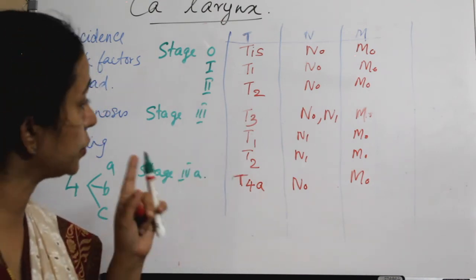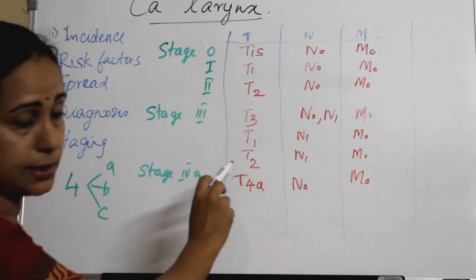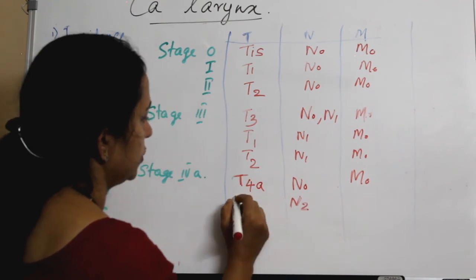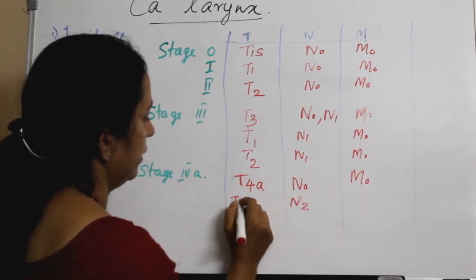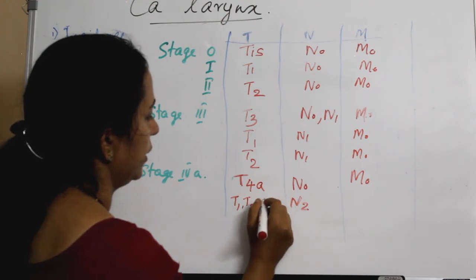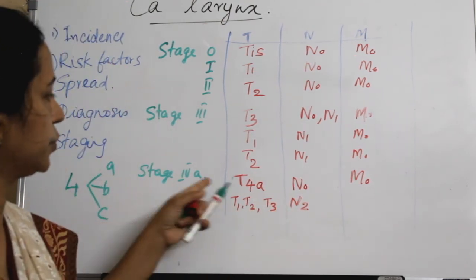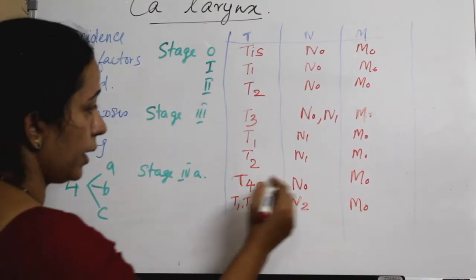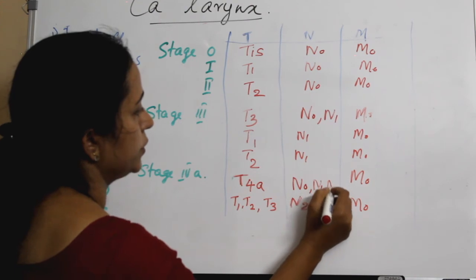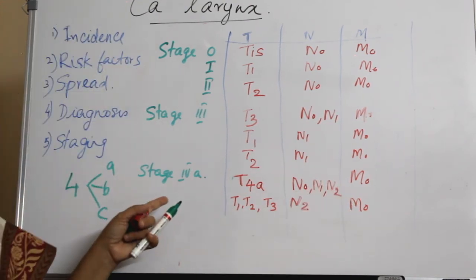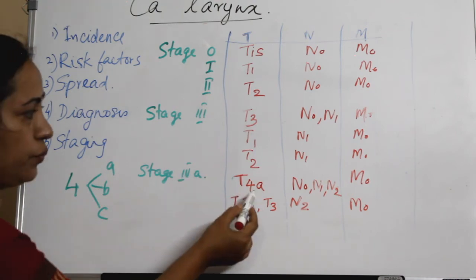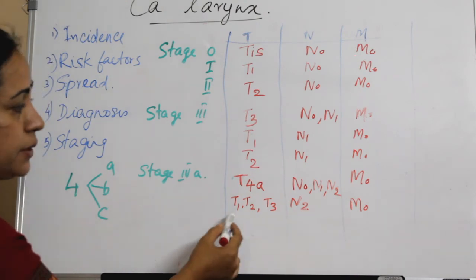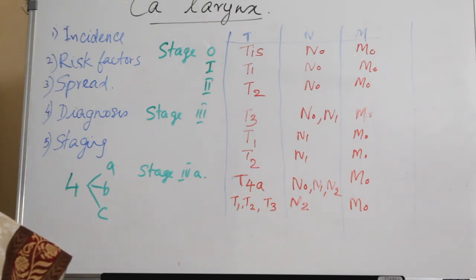And T1, T2, T3: what is the status? N1 is already given along with stage 3, so here it should be N2. Isn't it? So T1, T2 and T3 with N2 should be stage 4A, and here it should be M0. And T4A with N1 and N2 is taken as stage 4A. It's very easy, you can compare it. So T4A with N0, N1 and N2 is stage 4A, and N2 with T1, 2 and 3 is again stage 4A.